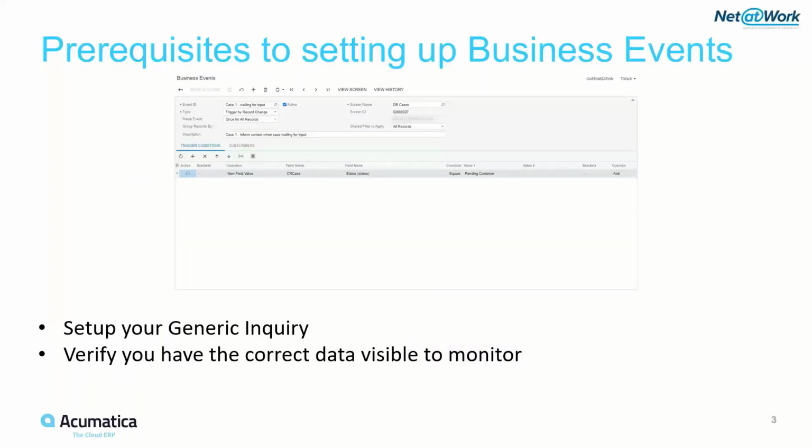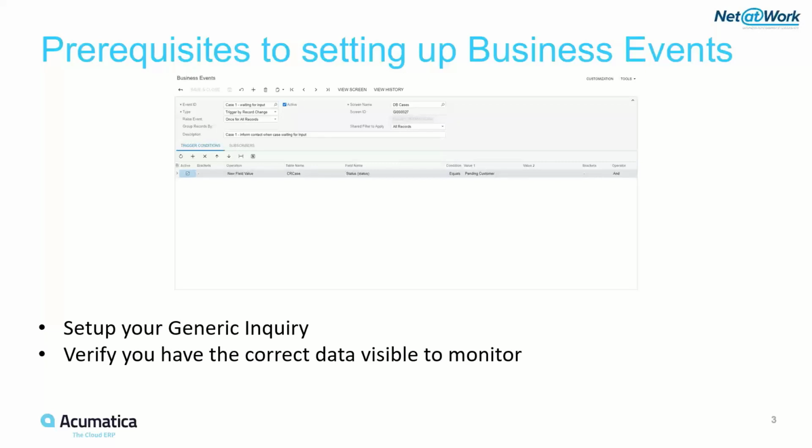So the first thing I wanted to get everyone acquainted with, because business events, while it may seem slightly overwhelming, are pretty straightforward, and I want to break it up into little pieces so we have a better understanding of how this comes together to make this automation notification really effective and set up correctly, because it can get a little confusing. So the first thing that we need to do is set up a generic inquiry and verify that you have the correct data visible to monitor.